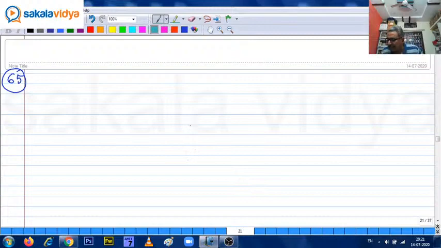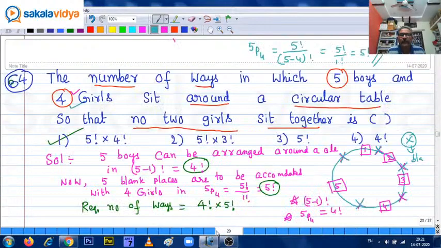Sixty-fifth problem. Okay, I will check now. Yes, 5p4 is no. Here I write 5 minus 1 factorial is equal to 4 factorial. After that I have written 5p4. This is equal to 5 minus 1 factorial is equal to 4 factorial. Next, this can be done 5p4. This is the first task. This is the second task. That in rough part I have done. Okay, no problem.